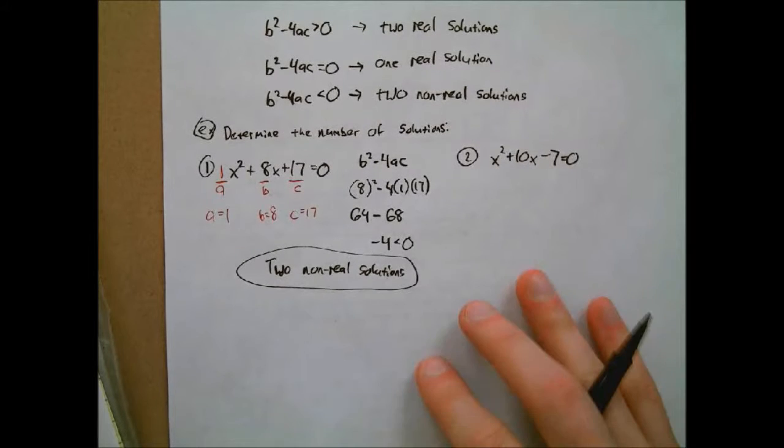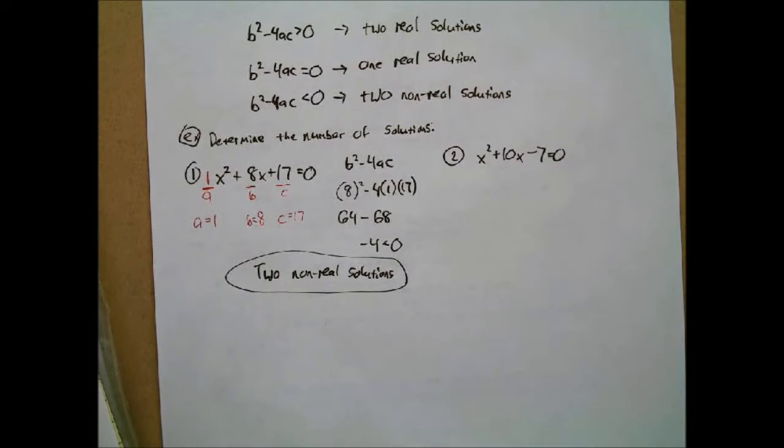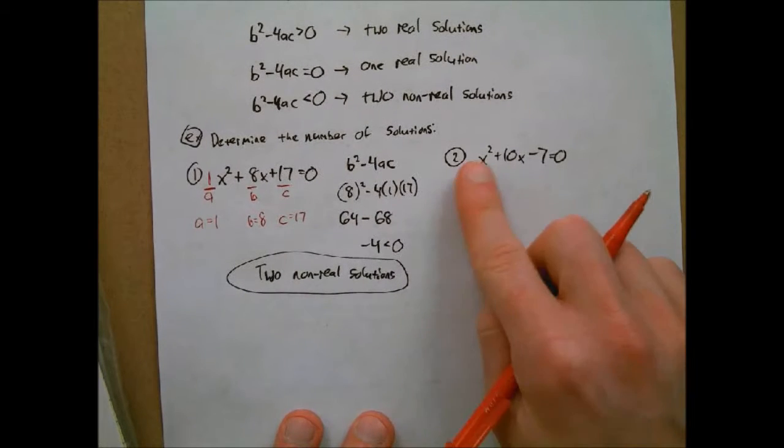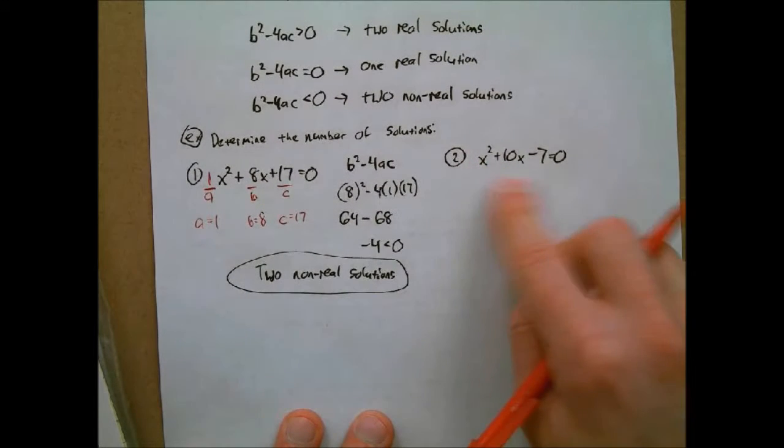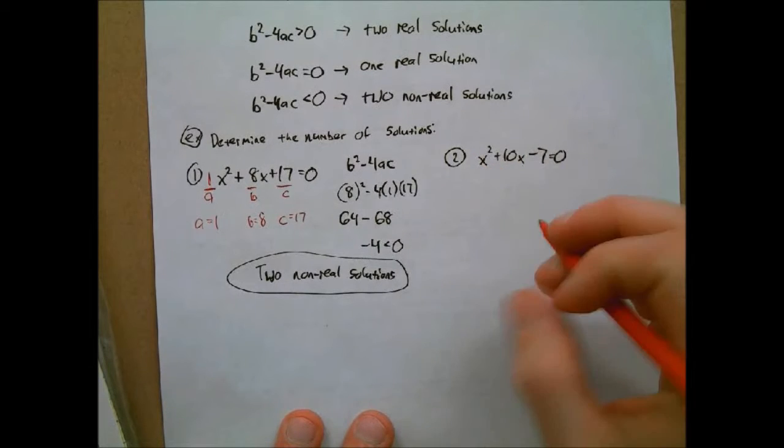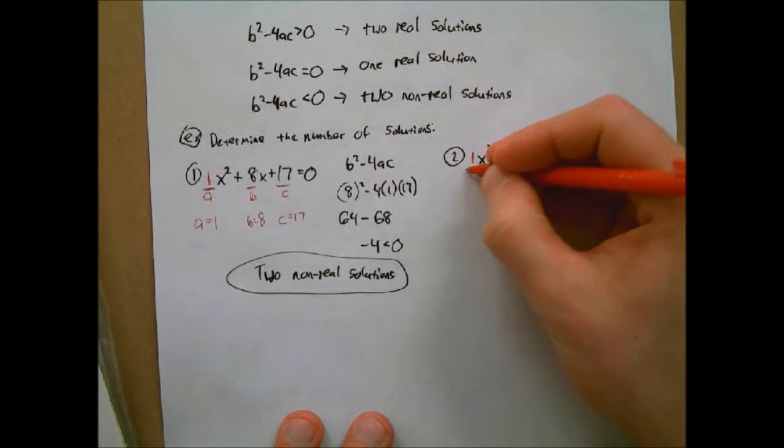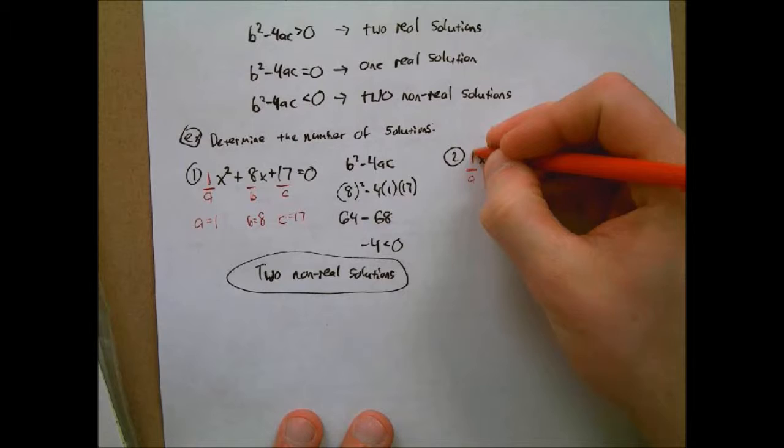X squared plus 10x minus 7 equals 0. Okay. So, again, we just want to determine the number of solutions here. Wyatt, what is our A here in number 2? Okay, what's the number in front of it, though? 1. So we got a 1 there. That's our A. What's our B, Wyatt?